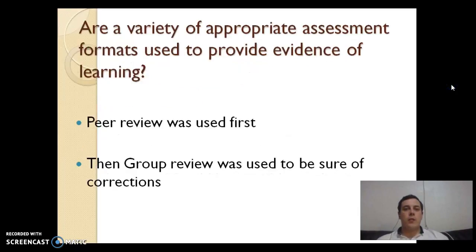The third part, are a variety of appropriate assessment formats used to provide evidence of learning? First of all, in the first class especially, peer review is used more than anything. So first I'll ask a question and then I will get that student that answered to ask another student a question. So they will kind of chain on from there, and they're using the question structure and the answer structure. So using the appropriate adjectives, using the appropriate superlative and comparative, etc.